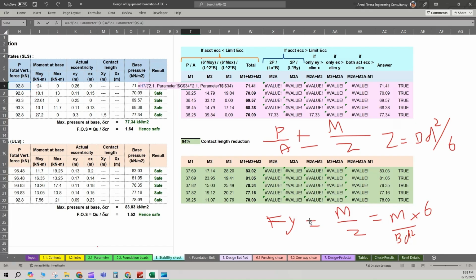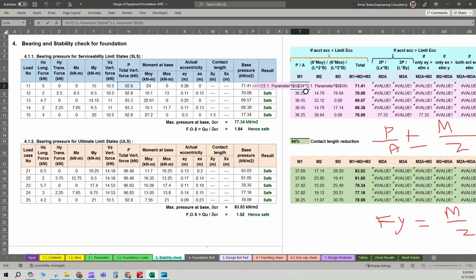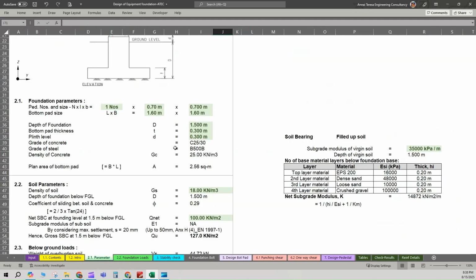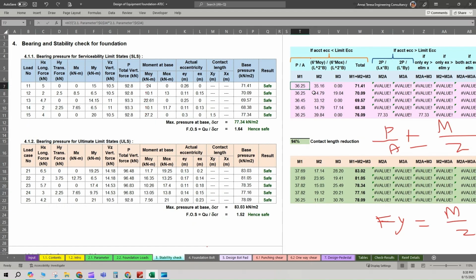So this load P is divided by, here G34 and GI34 are the length and width of the base slab. These two are 1.6 meter. So it is nothing but the vertical load 92.8 divided by 1.6 divided by 1.6, that is P by area. All these are the same. Coming to this, it is 6 into MOY, which is the moment divided by again this L square B.